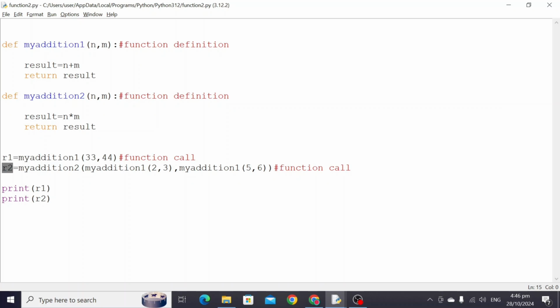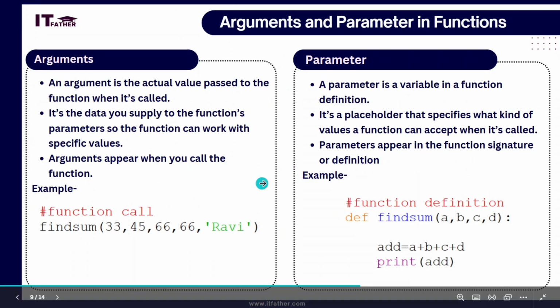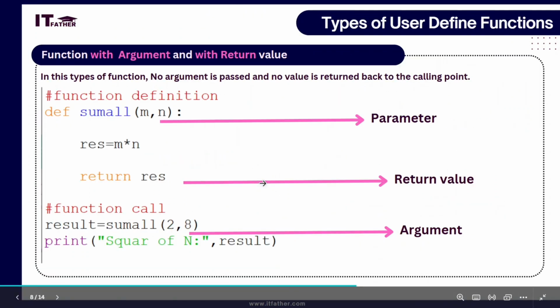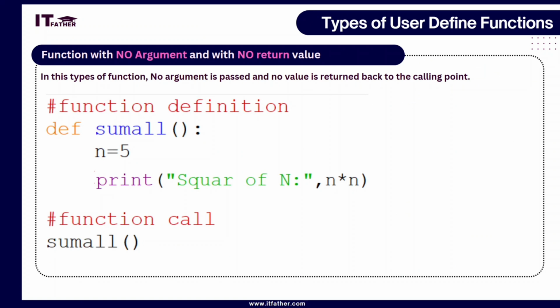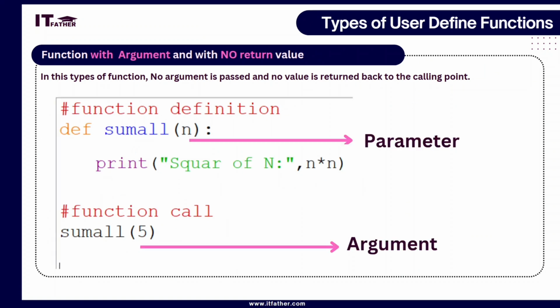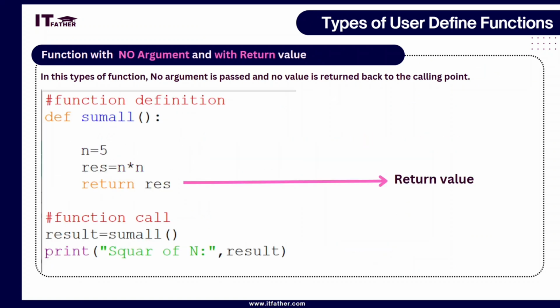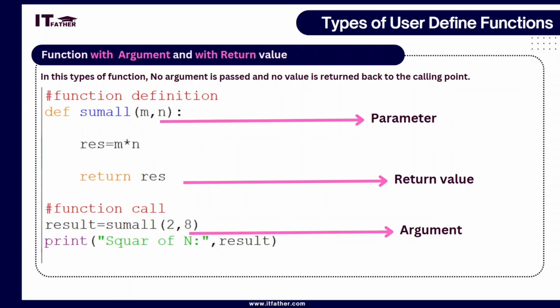So I hope you understood the function types, how the different types of functions are used here. Once again, a recap: function with no argument with no return value; second, function with argument with no return value; function with no argument with return value; and function with argument with return value. So with the help of these examples we can understand very easily.